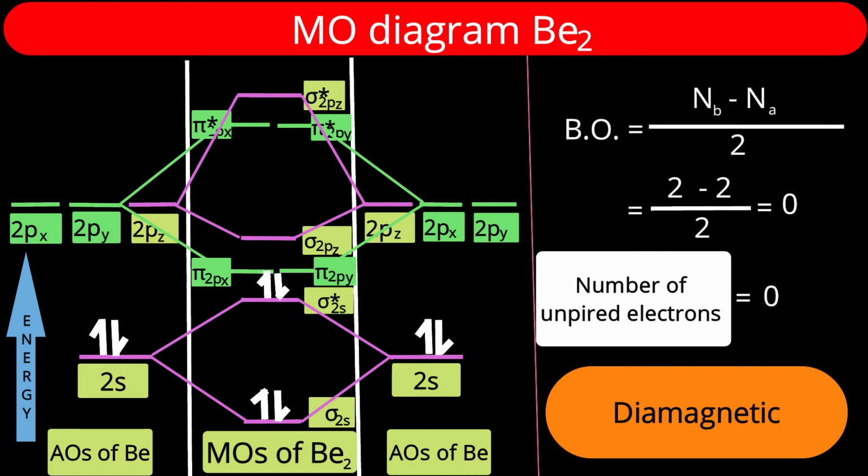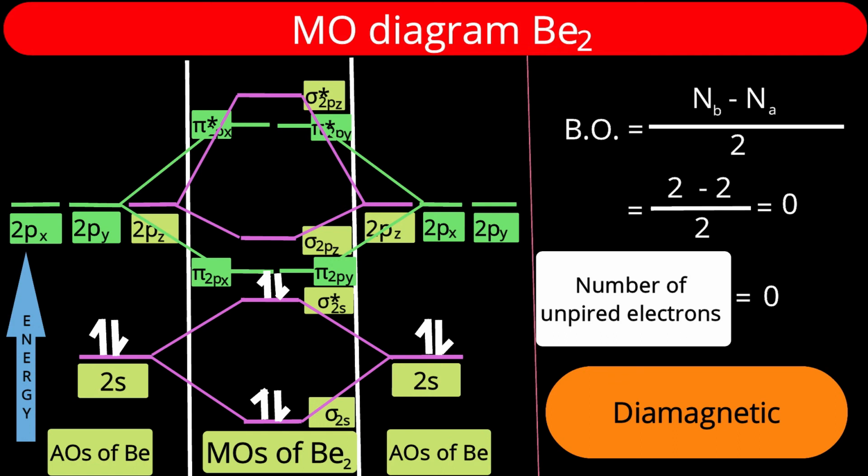So what is the energetics now? What is the energy level order? Lowest energy, non-bonding orbitals, which we represent as KK. Next, sigma 2s. Next, sigma star 2s. Next, pi 2px equal to pi 2py, same energy. Then sigma 2pz. Then pi star 2px equal to pi star 2py. And last, the highest energy level orbital is sigma star 2pz.